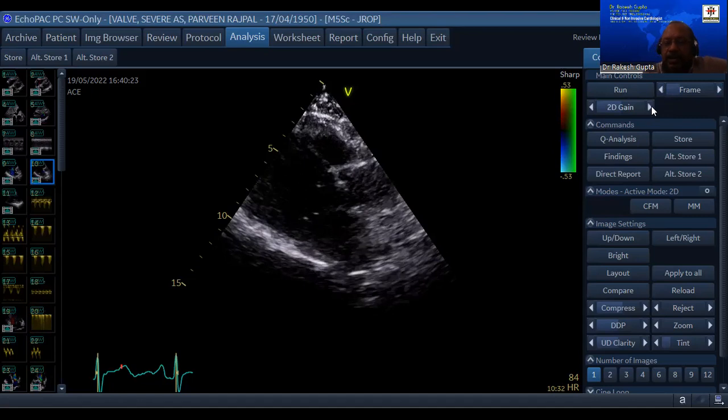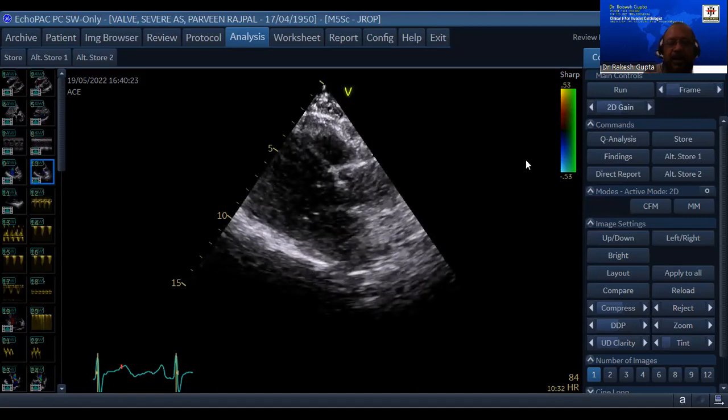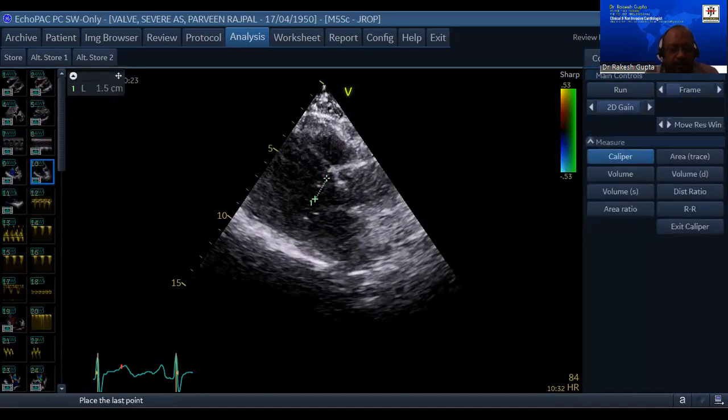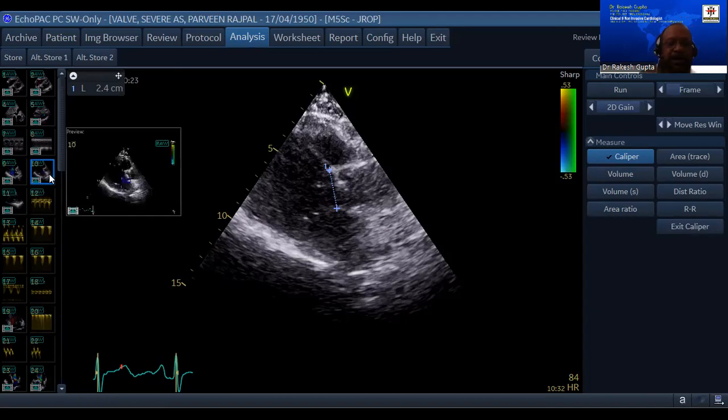Let me increase the gain so that you are able to see better. Can you see this doming now? This is one hinge point of the non-coronary cusp. This is the second hinge point of the non-coronary cusp. What we measure with the caliper is from one hinge point to the second hinge point. This is 2.4. And this is what is required, the place where we most often make a mistake. So I'm going to do it again for you.